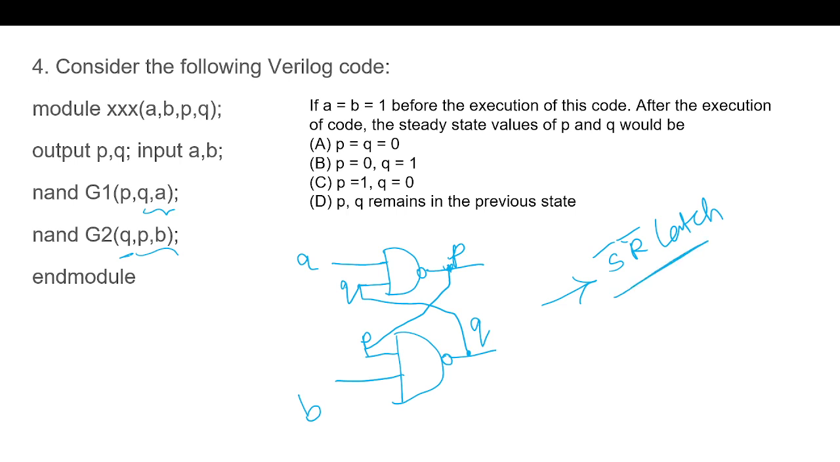So in this circuit, the question is: if A is 1 and B is 1, then after the execution, what will be the steady state values? Is this clear, which type of circuit it is? A. Okay. Any other answers?